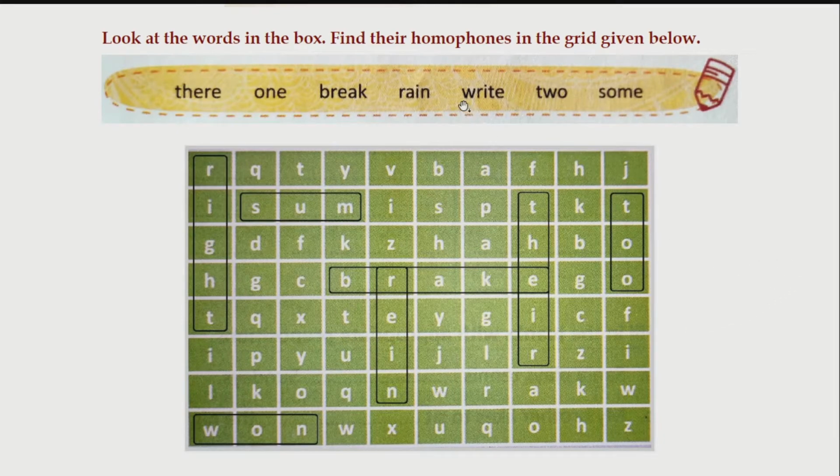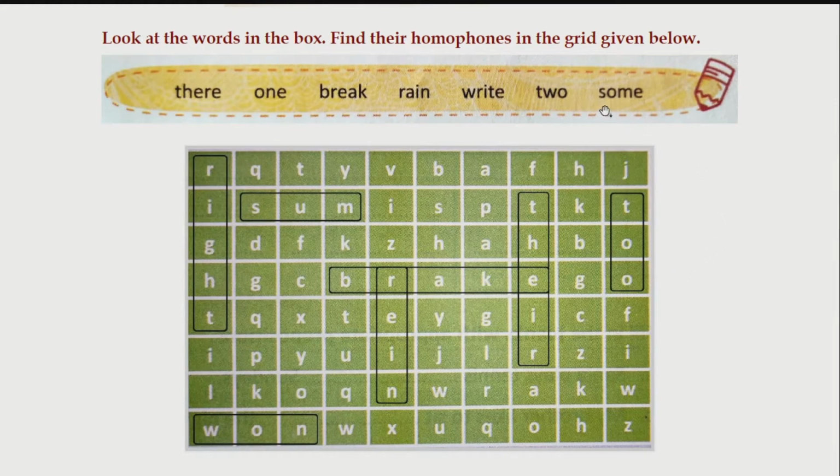And the next one is very easy. WRITE means likhna. And the homophone for this word is RIGHT. This right means sahi, correct. Next one also easy. TWO means the number 2. And the homophone is TOO. This also is very easy. TOO means ye bhi. For example, if you use this word in a sentence, it will be I too had gone to the school, which means मैं भी school गया था.